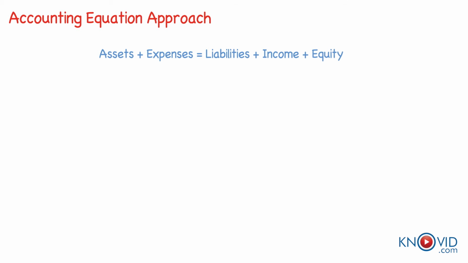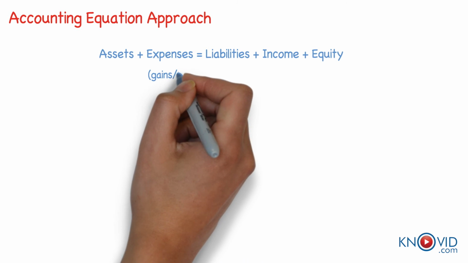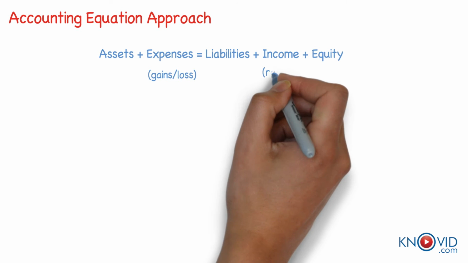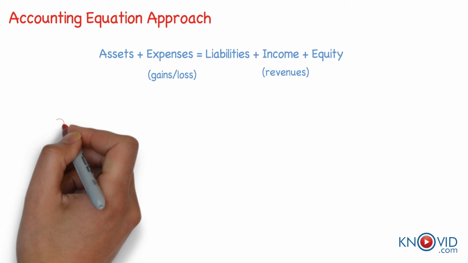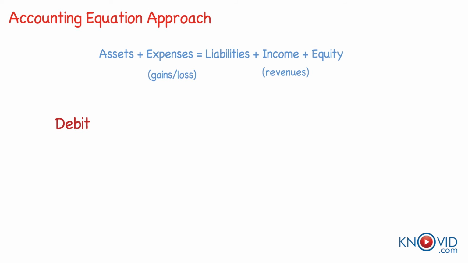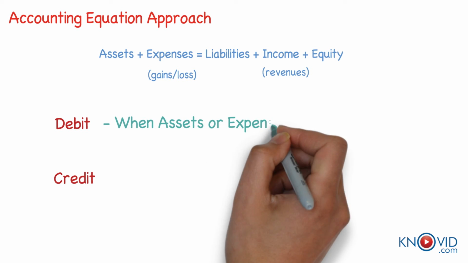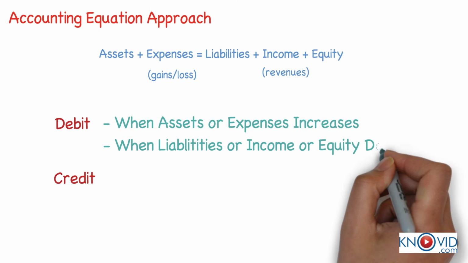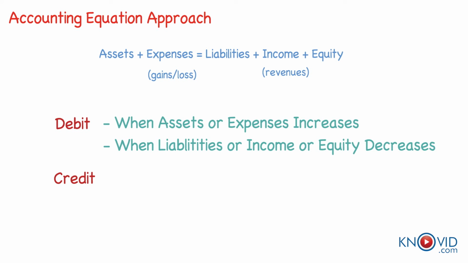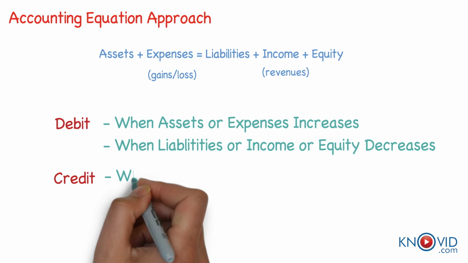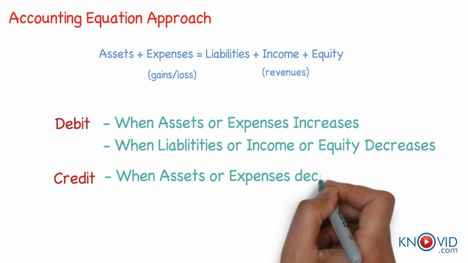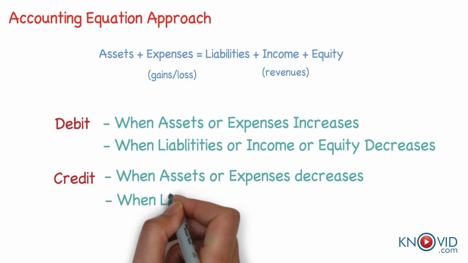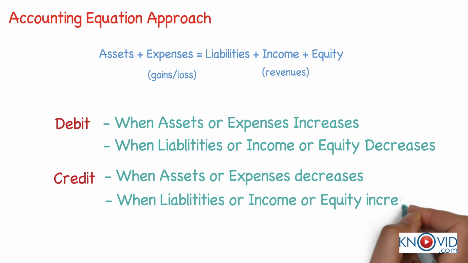All accounts are classified into 5 types: assets, expenses or gains or loss, liabilities, income or revenues, and equity. The rules of the debit and credit depend on the nature of account. That is, we debit when assets or expenses increase or when liabilities or income or equity decreases. We do the opposite for credit. That is, we credit when the assets or expenses decrease or when liabilities or income or equity increases.